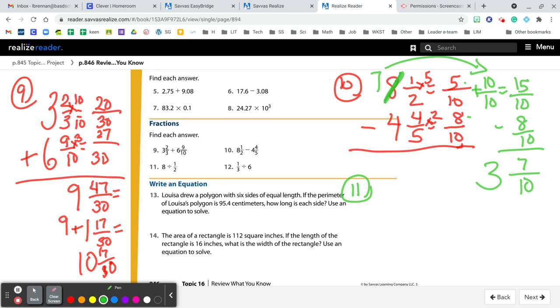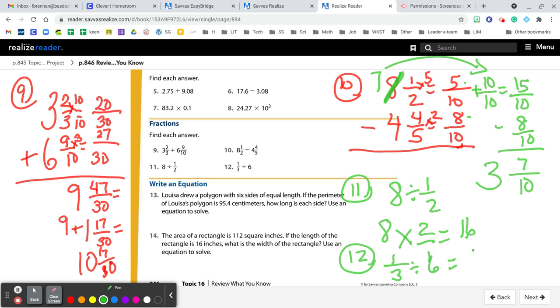And for number 11, 8 divided by 1/2. Keep the first, change the sign, flip the second. We get the whole number 16. And for number 12, same strategy. 1/3 divided by 1/6. Keep the first, change the sign, flip the second, and 1/18 is our answer there.